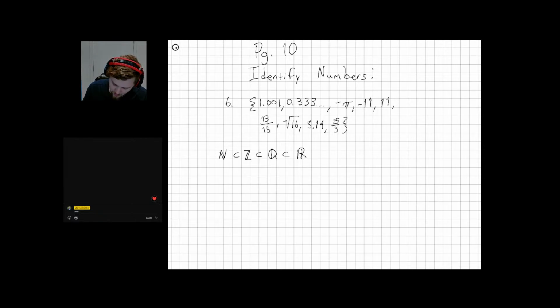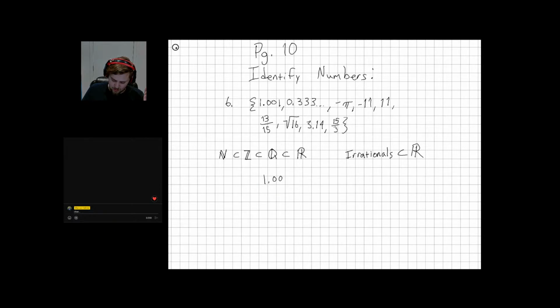And then we've got the irrationals, which are also a subset of the reals. So how are we going to identify any one of these? Well, if a number is in decimal form like this, then if it ends, we know that this is a rational number. So at the very least, this thing is in Q.